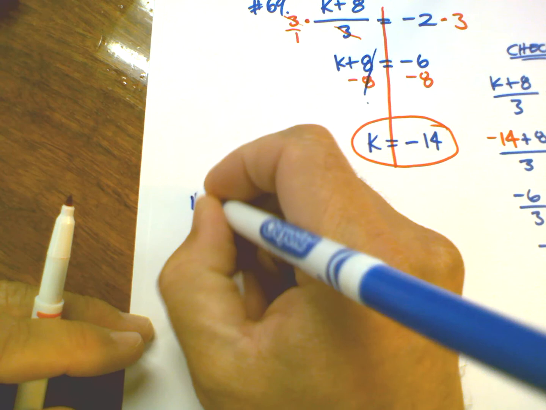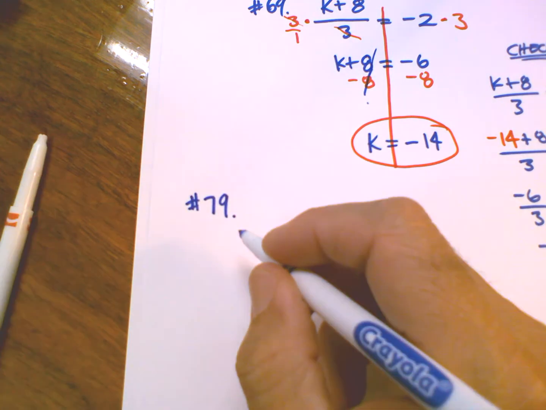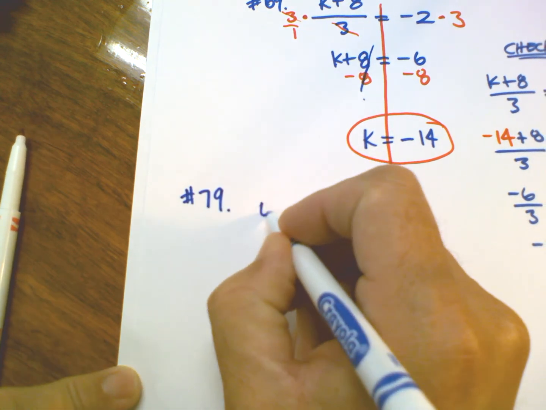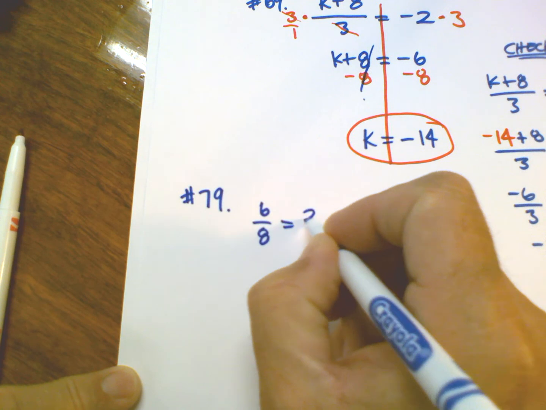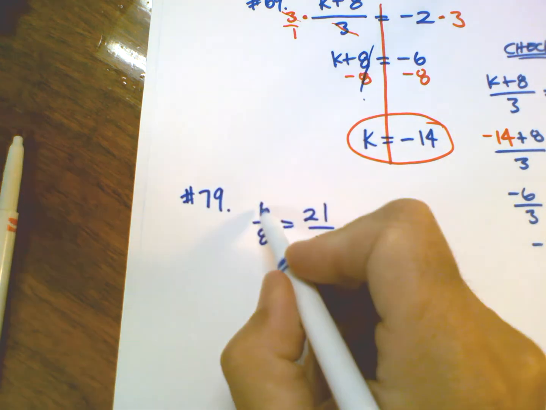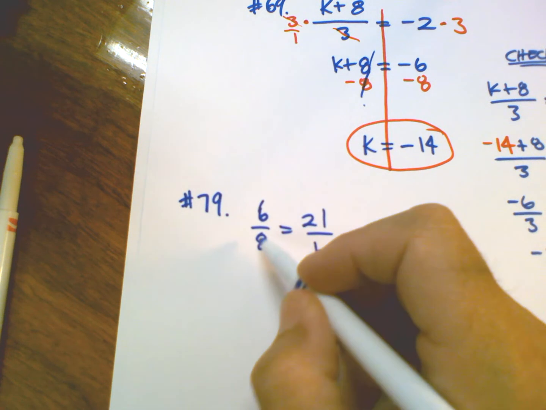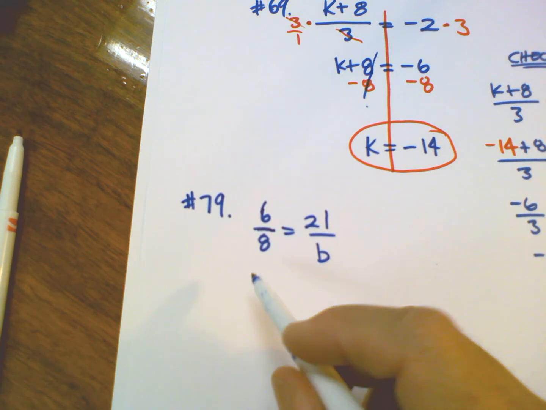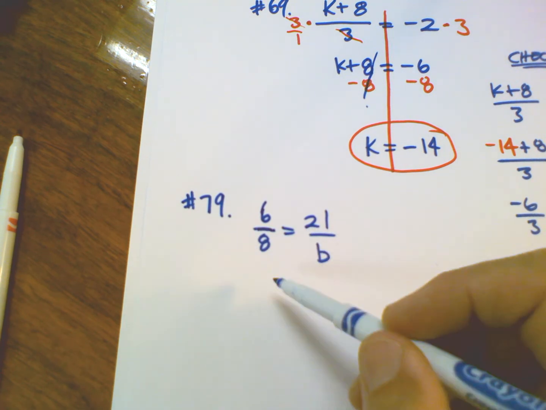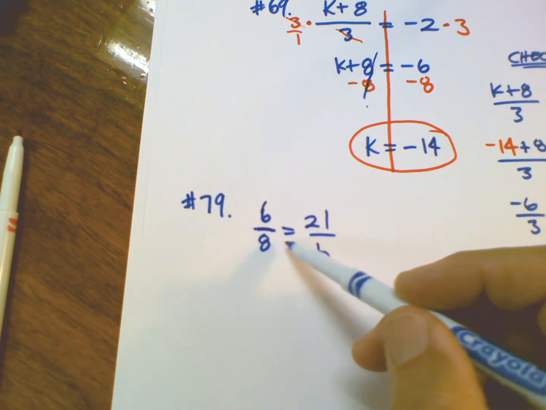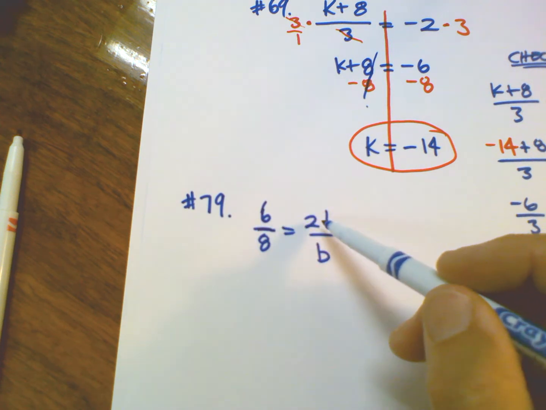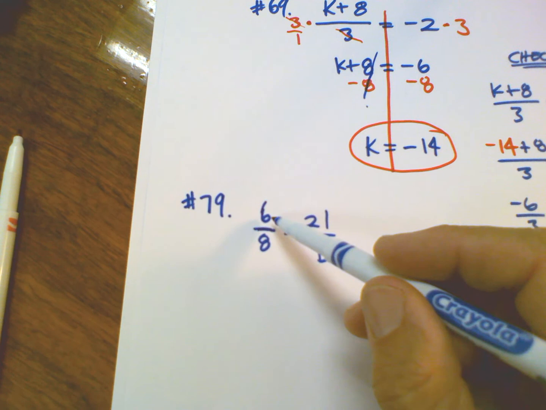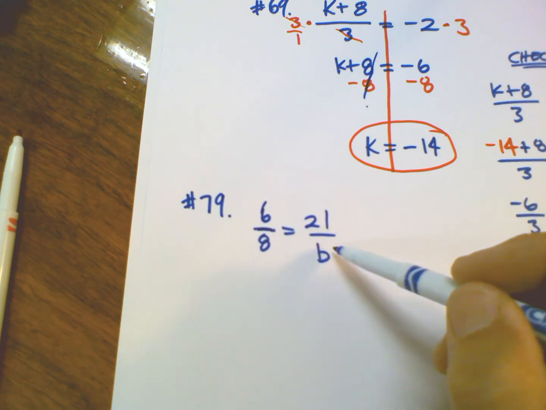So let's look at number 79. Number 79 is a proportion, and it's written as 6 over 8 equals 21 over b. It's called a proportion because you've got two ratios, and a ratio, reminder, is a fraction, a fractional statement or a comparison of two numbers, two things. So this is 6 to 8. What is 6 to 8 as 21 to b? So what is that b? In order for these to be equivalent ratios, that ratio equals that ratio, I want to look at what I need to get for b.